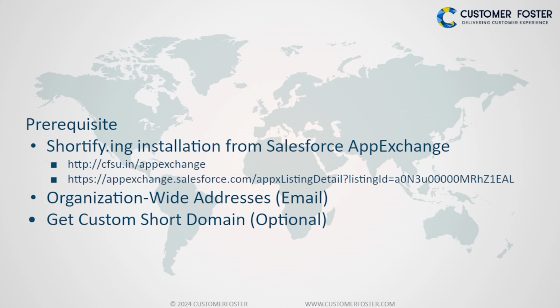2. Set up an organization-wide email address. This allows Shortify to send emails to users when creating bulk short URLs, enabling up to 10K short URLs in a minute. 3. Consider setting up a custom domain, optional but recommended for production. This helps reduce the length of your short URLs to 12 to 15 characters long.